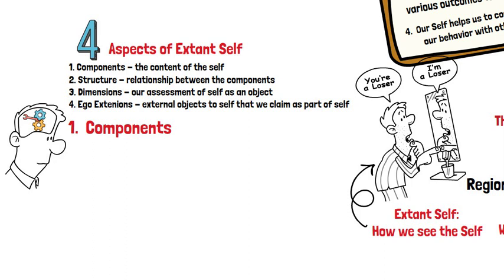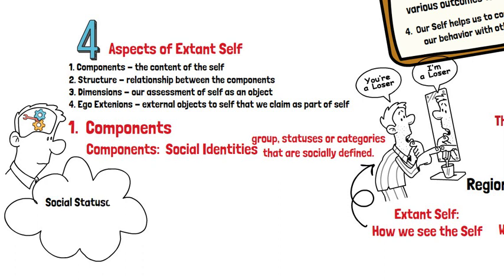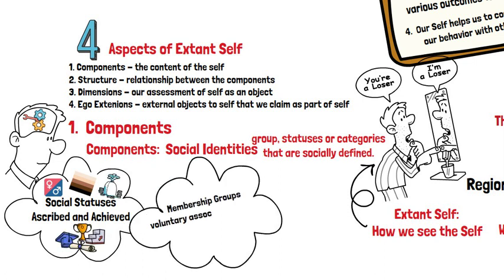As I talk about the different components, see if you can't classify your answers to the 20 statement test into these different component areas. The first component are our social identities. Social identities are groups, statuses, or categories that are socially defined. These include social statuses, both ascribed and achieved. I am disabled. I am middle class.